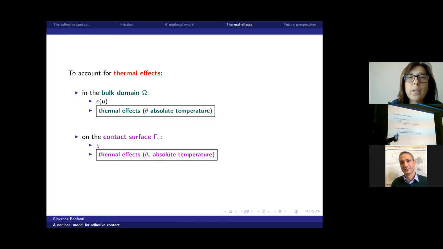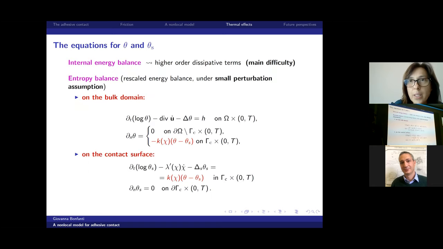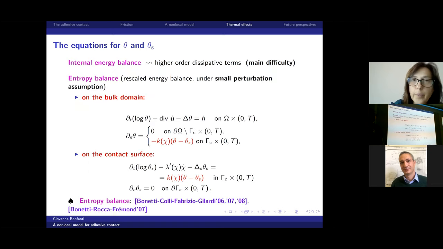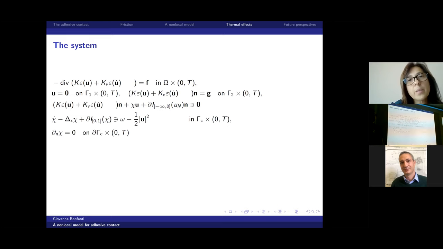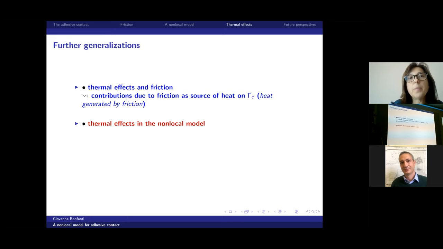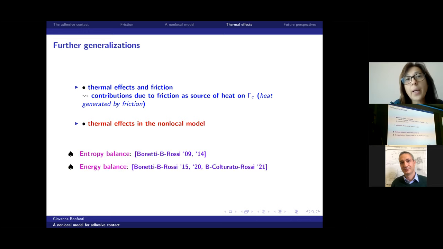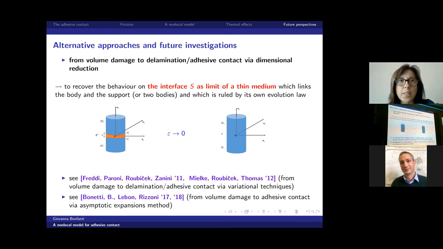I don't say anything about the thermal effects. Is it possible to include them in the model? But I skip this part. I skip the generalizations that are possible, coupling in fact all these effects: friction, thermal effects, and also non-local effects. I conclude, this is the last slide.